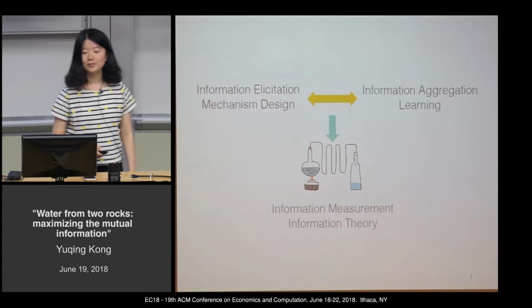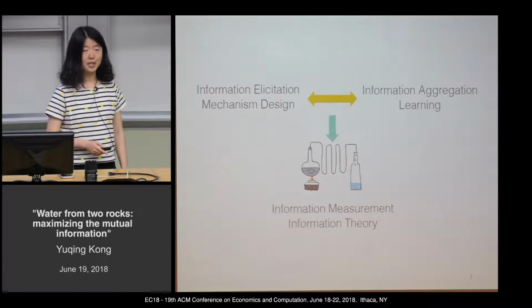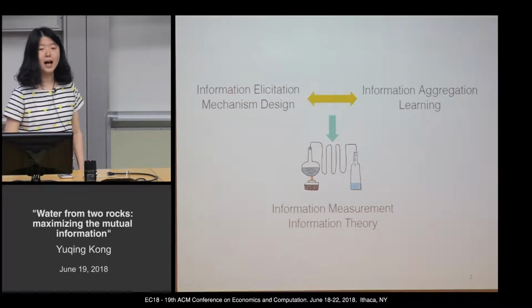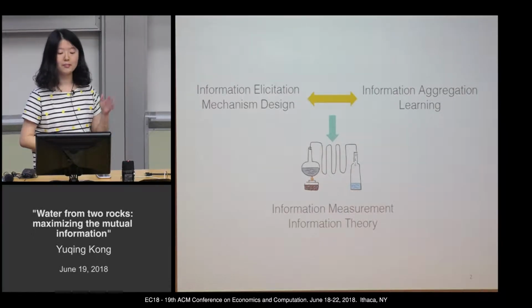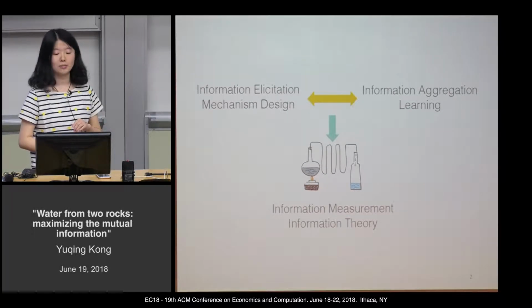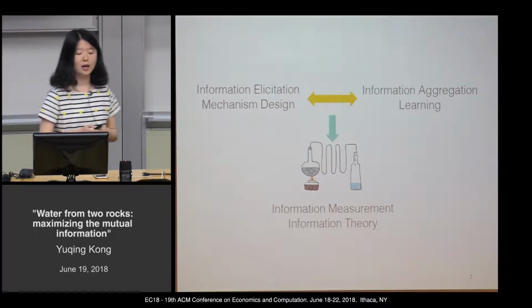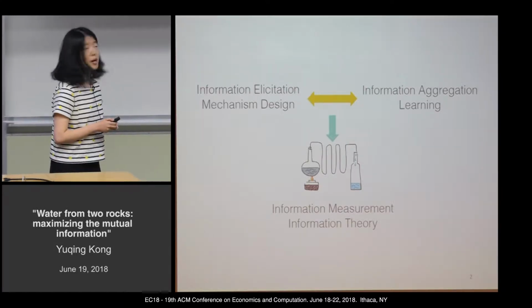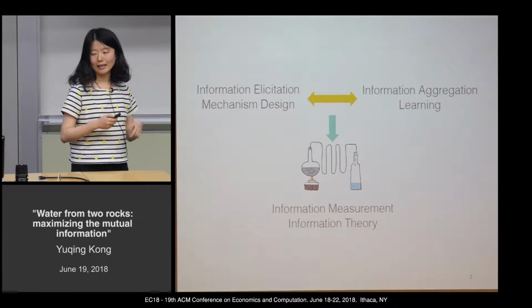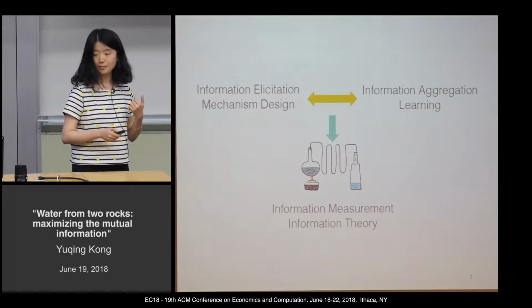So here is a general overview of today's talk. I will build a connection between information elicitation and information aggregation by addressing two corresponding problems. One is a mechanism design problem, another is a learning problem, simultaneously through the same information theoretical approach. Basically, I will distill the essence of these two problems to the design of proper information measurements. And after we get the proper information measurements, we can apply this information theory to address the problems immediately.